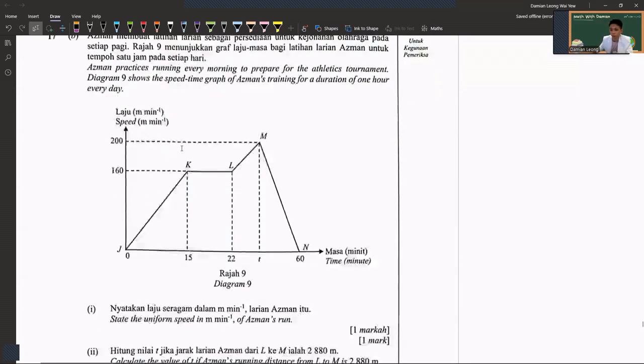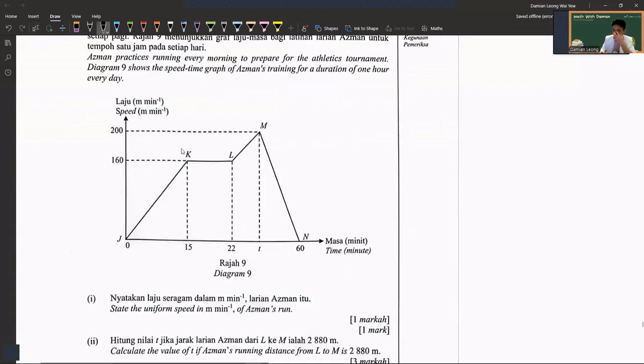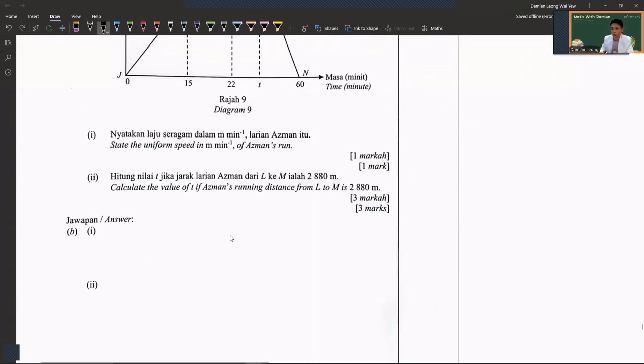every day. So state the uniform speed when the speed doesn't change, horizontal line, the 160. Okay, so it's just 160 meter per minute.